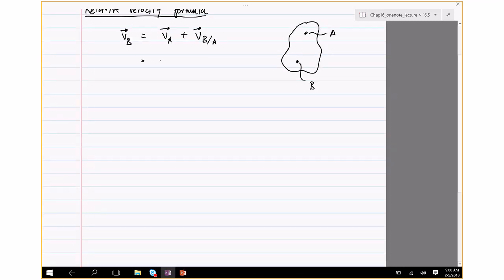So what is velocity of B with respect to A? It is simply the angular speed crossed with the position vector from A to B. So A to B, the vector is this way, and this body has an angular speed omega.